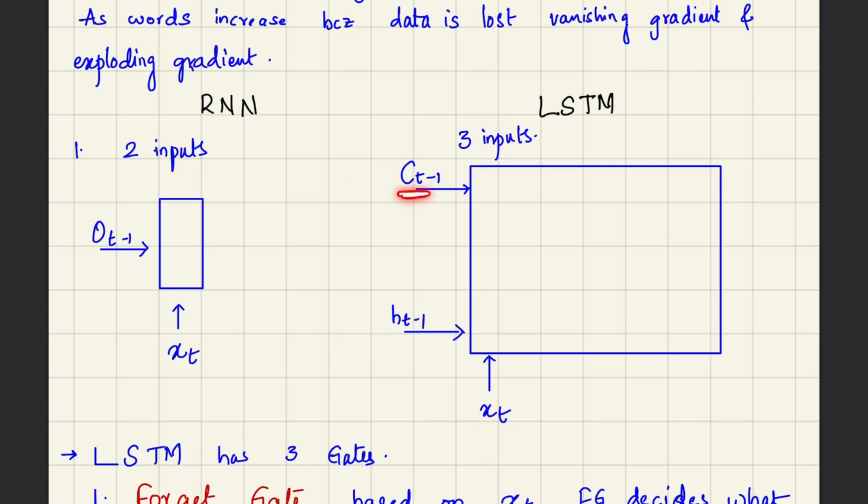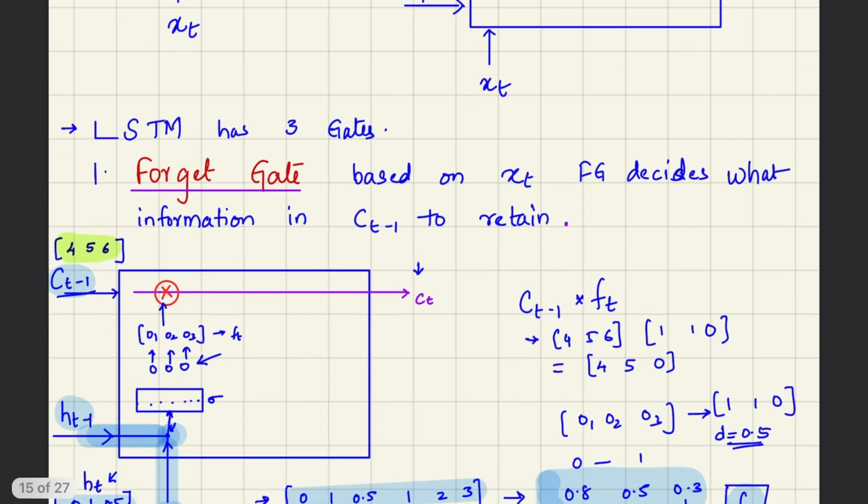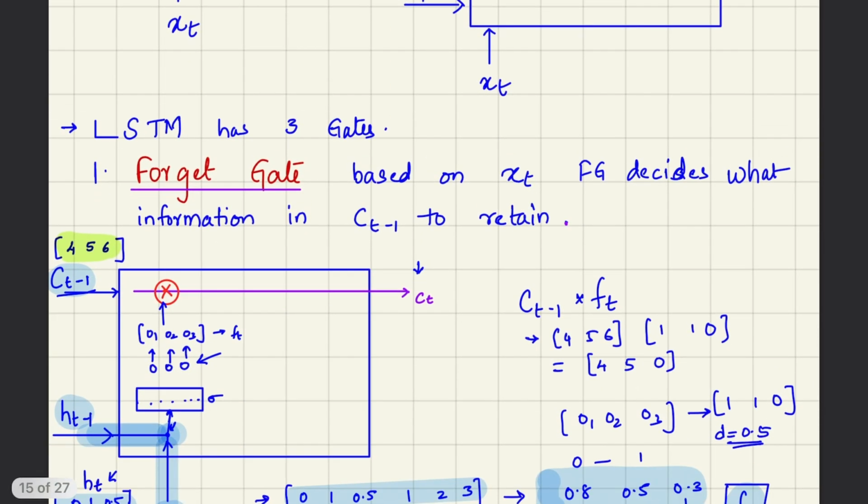So what are this CT minus 1 and HT minus 1? The CT is called cell state. Cell state means long term memory. HT means hidden state. This hidden state is concerned with the short term memory. So we are essentially feeding the current word, the short term memory and the long term memory to process the information. Let's get deep into the LSTM.